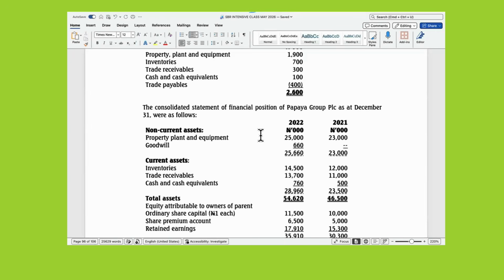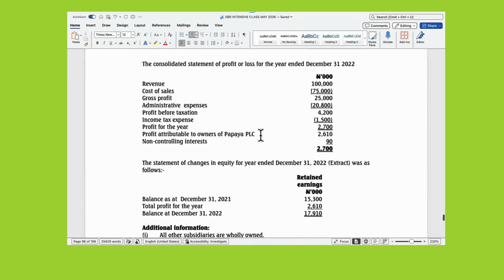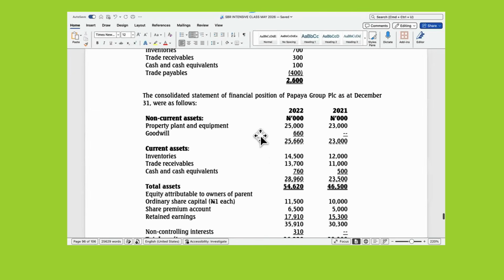Opening 23, closing 25. Here, they didn't give me any schedule of PPE, so I work with carrying amount. So what are the relevant movements? I already told you what can happen between these two figures: one is addition, two is disposal, revaluation, impairment.